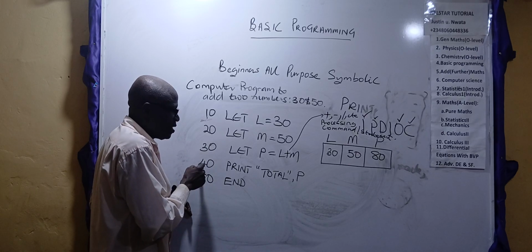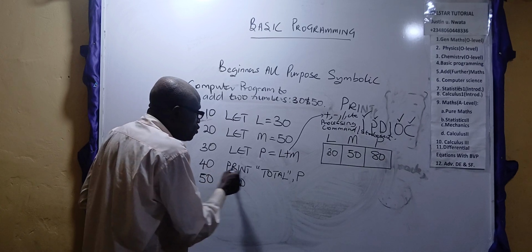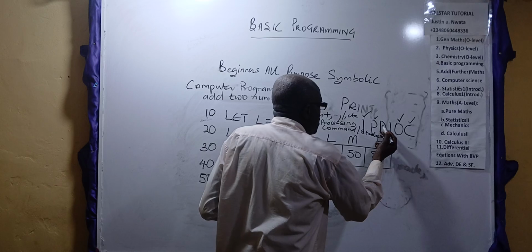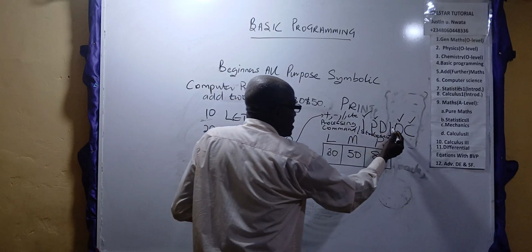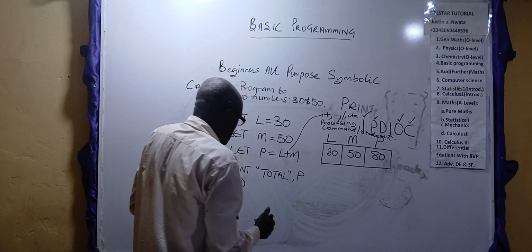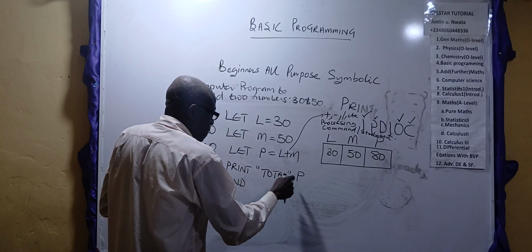It will now go to 40, and go for that instruction. This is what you call the output command. Output. There is no decision making here. There is no increment here. What the next one is, is output. You want to bring out what it has done. The instruction says you want to print total P.